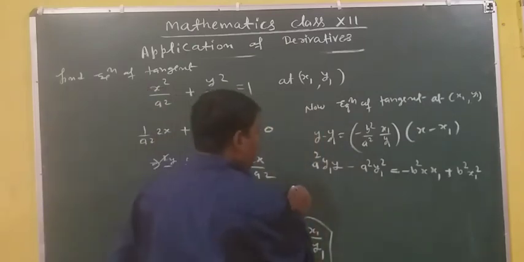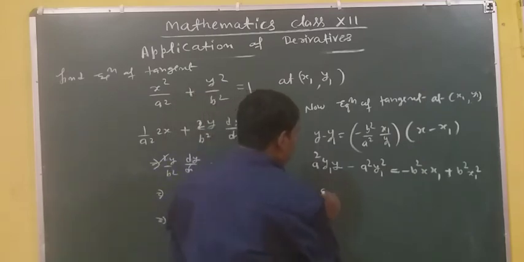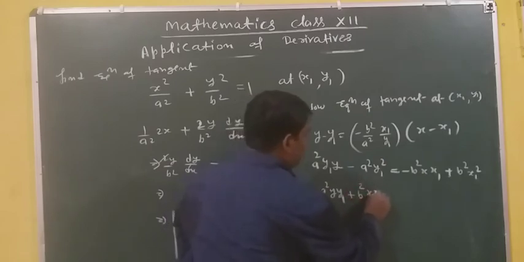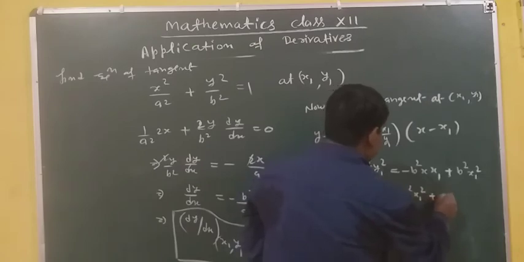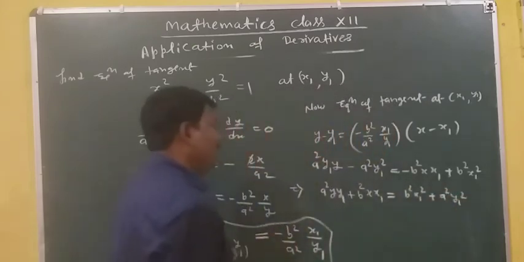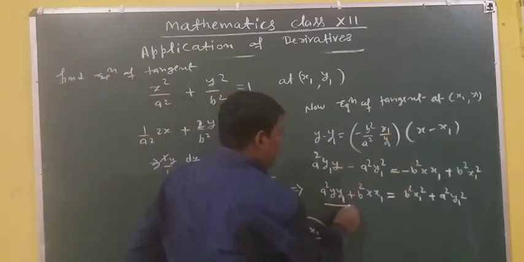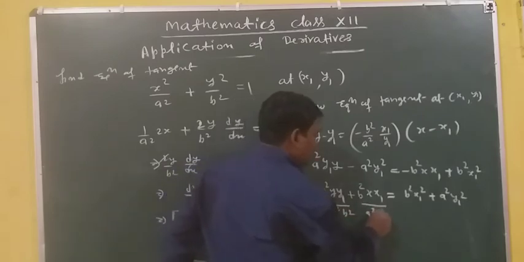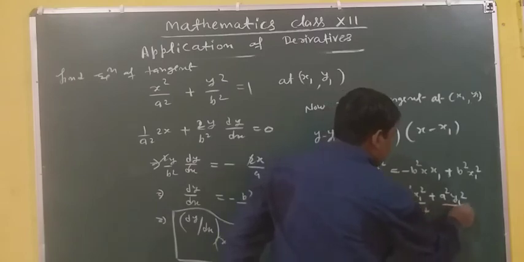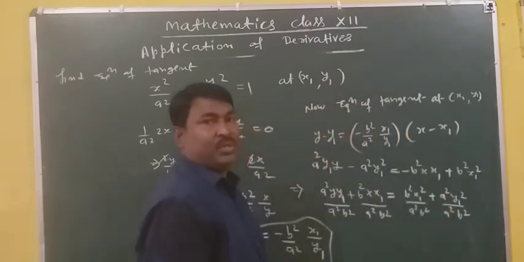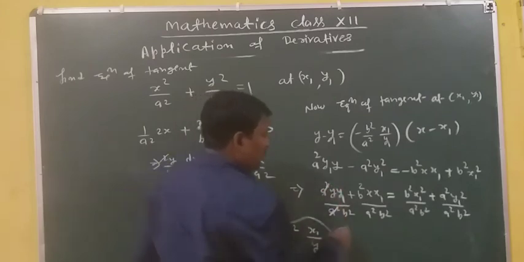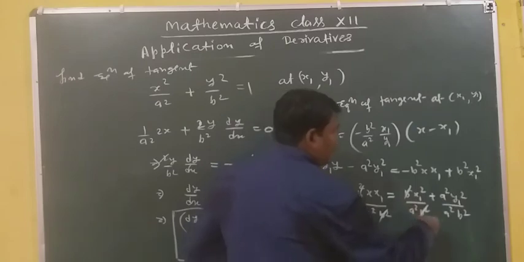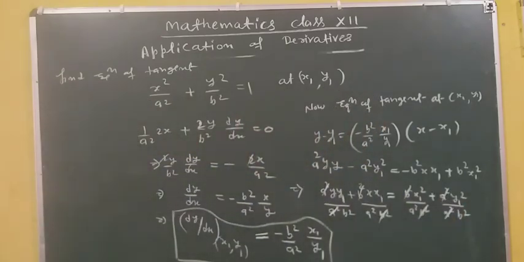Now see, this a square y1 term will come to this side, so plus b square x x1 is equal to b square x1 square plus a square y1 square. Dividing both sides by a square b square, from here this cancels out, here this one cancels out, here this one cancels out, here this one cancels out. So what will you get?